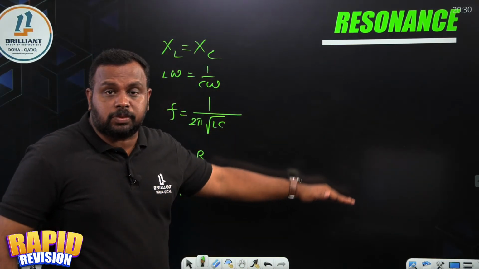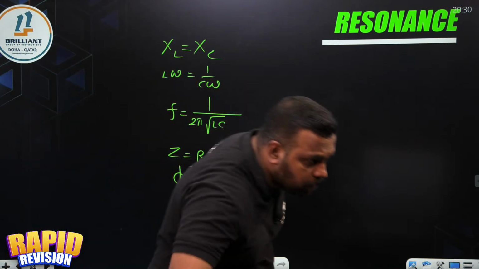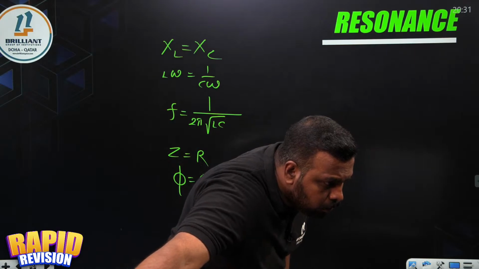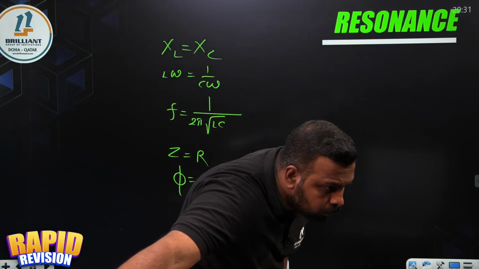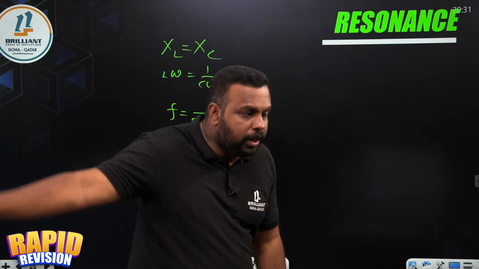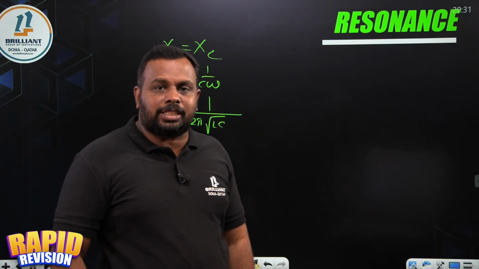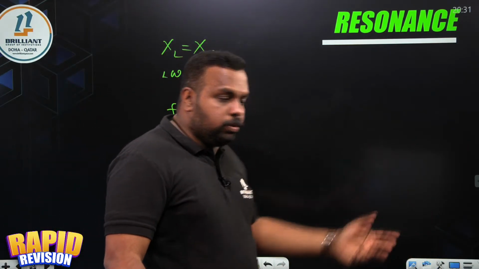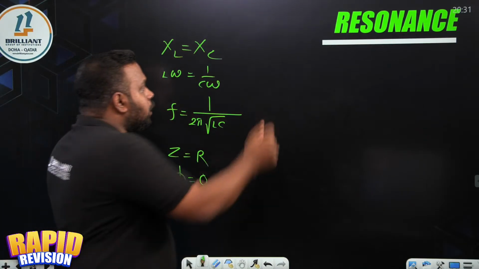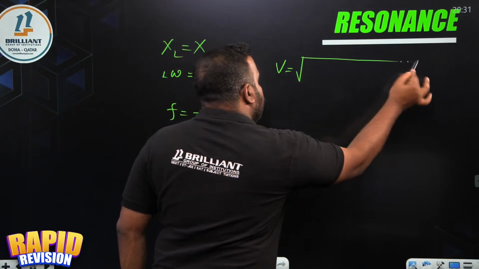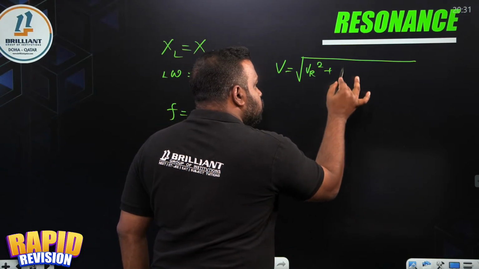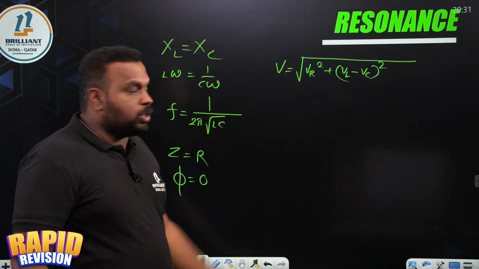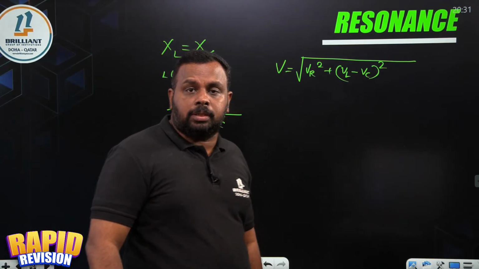So I think the resonance part is very clear. Of course, VL is equal to VC only. If XL is equal to XC, this is a series circuit, so current is the same, and so VL will be equal to VC. In an LCR circuit, the resultant voltage V is equal to root of VR square plus (VL minus VC) the whole square. From this only we are finding the impedance equation. So if XL is equal to XC, VL is equal to VC.